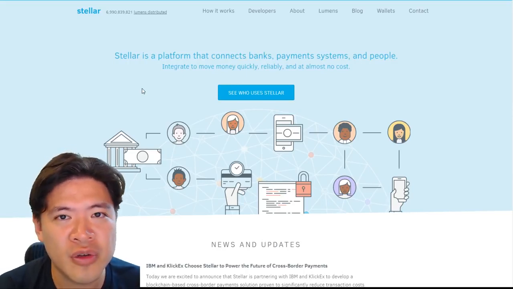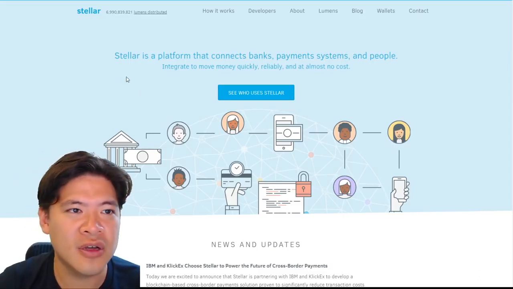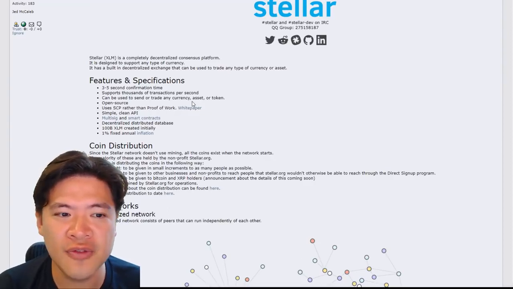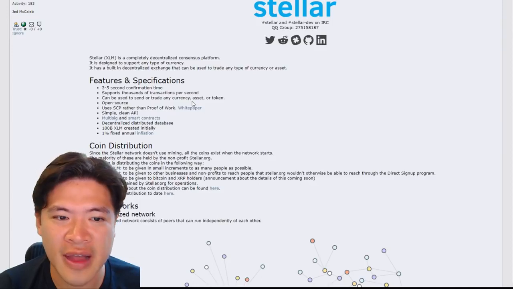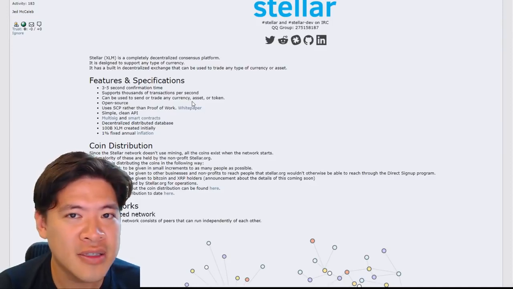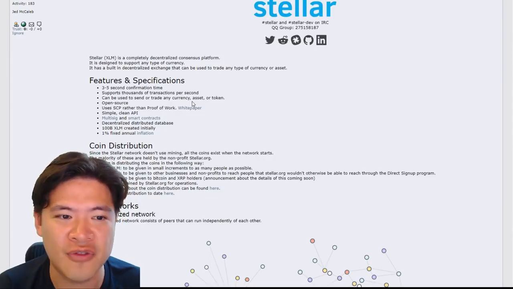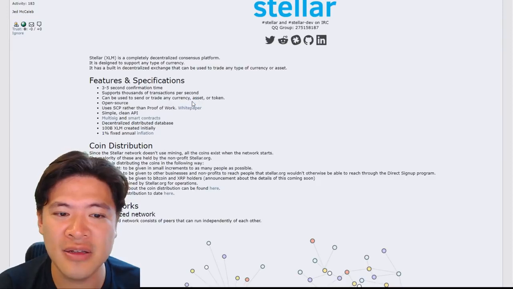It's trying to use cryptocurrencies to do very fast payments with low fees. So if you look at the key advantages of Stellar, it has a 3 to 5 second confirmation time. It also supports thousands of transactions per second. So that's a little bit different from Bitcoin, which has an approximately 10-minute confirmation time, and Bitcoin doesn't support as many transactions as Stellar does.